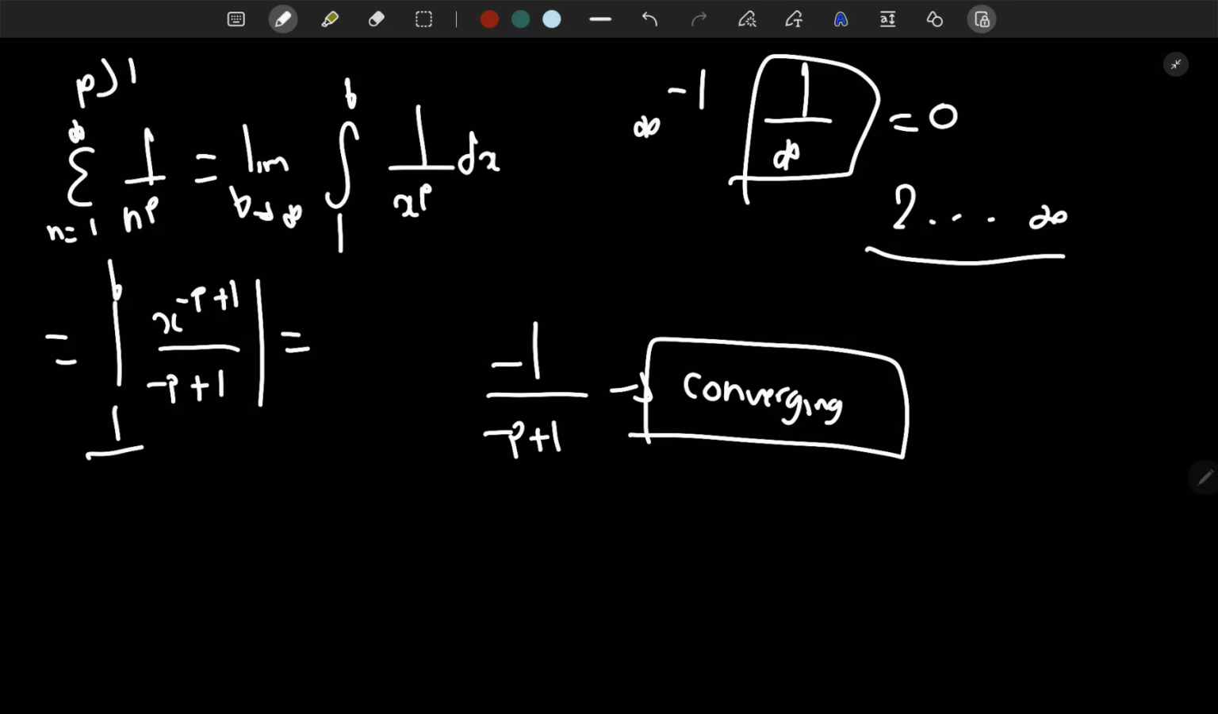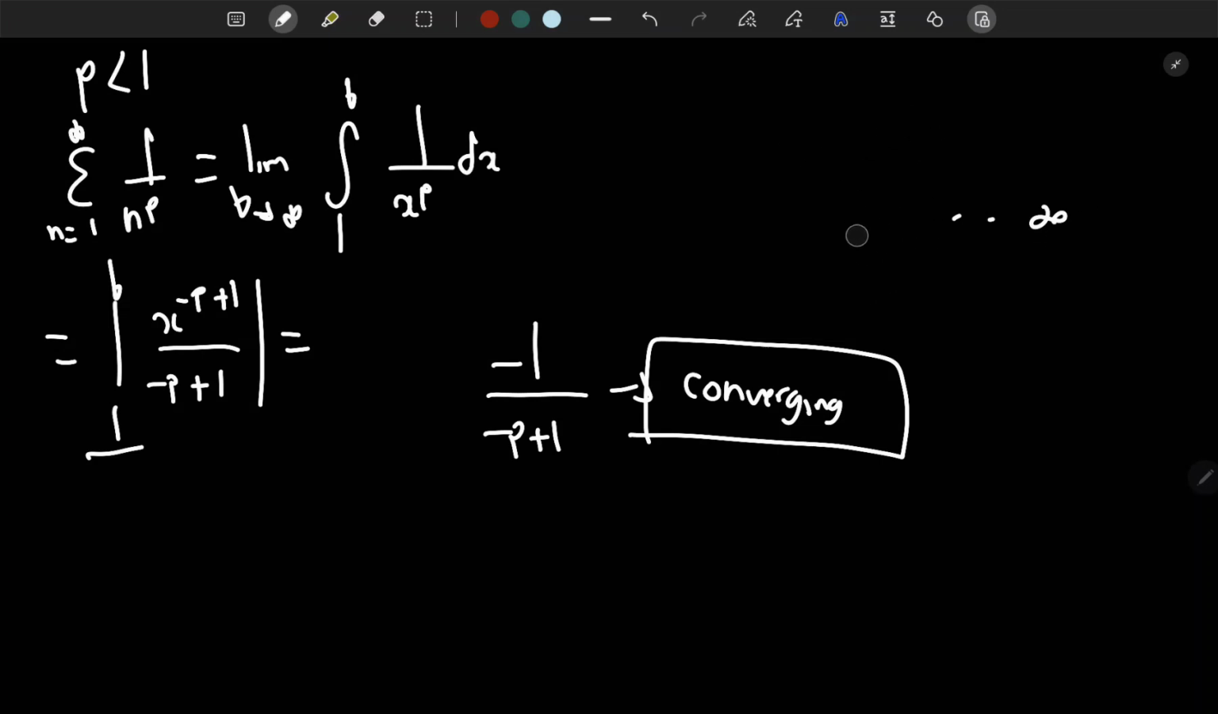So now let's do the same question again, but this time p will be less than 1. All the steps of the integration and the substitution are the same. So I'm just going to rewrite this part over here, which was b to the power of negative p plus 1 over negative p plus 1, and we have minus 1, this fraction over here.